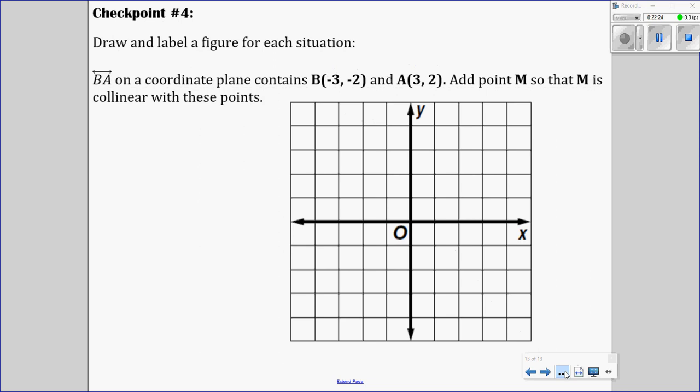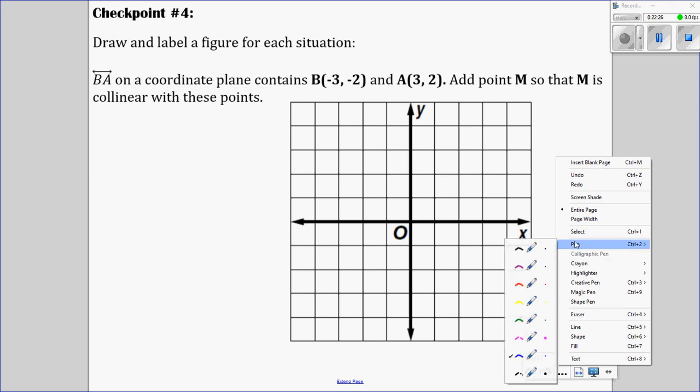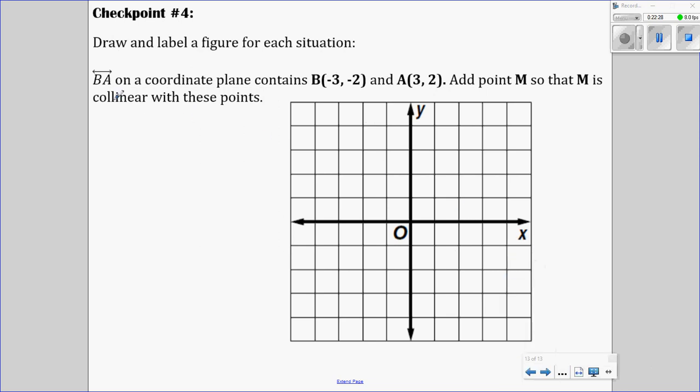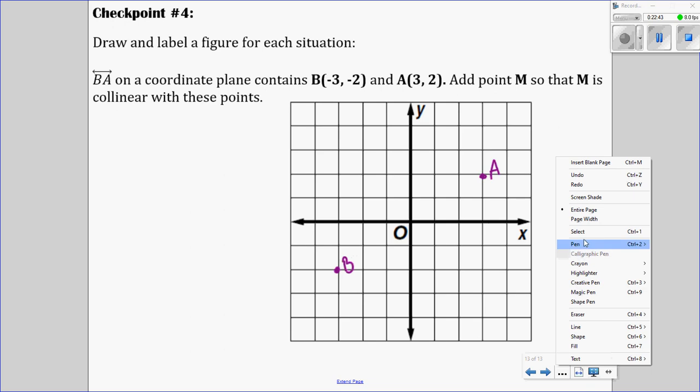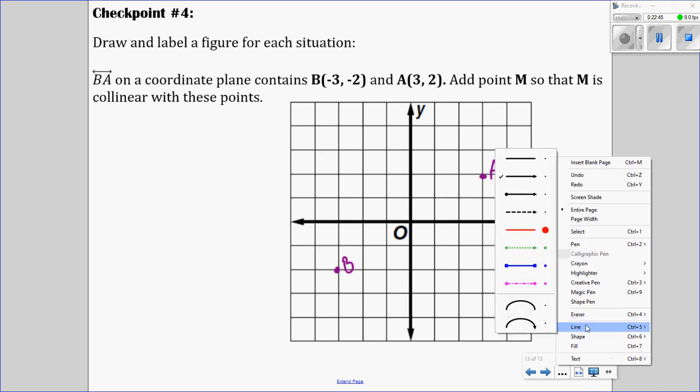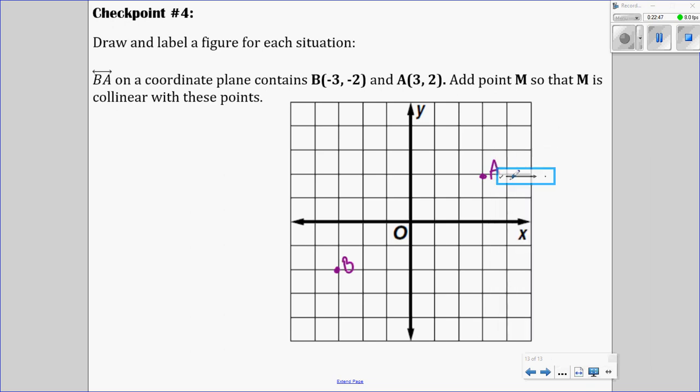Same thing with this one. Again, we need to put the two points in the graph. So we've got B at (-3, -2). Label it B. Then we have A at (3, 2). Label it A, and we need to add point M so that it is collinear with the points on that line.